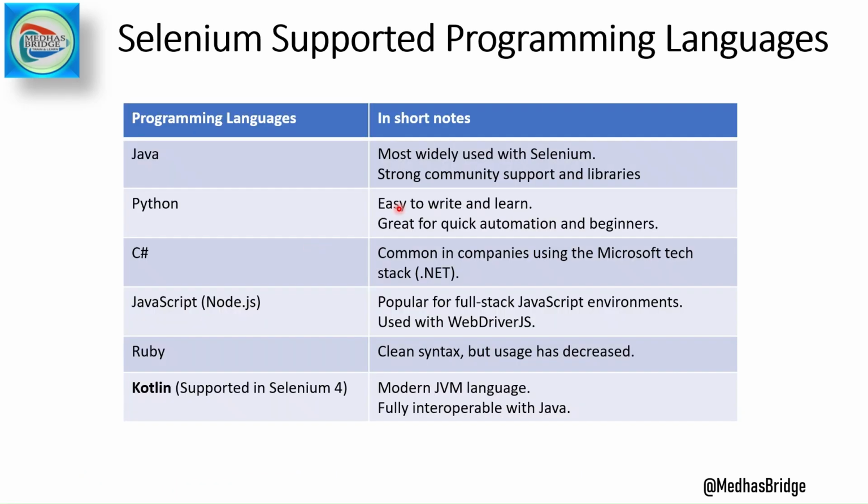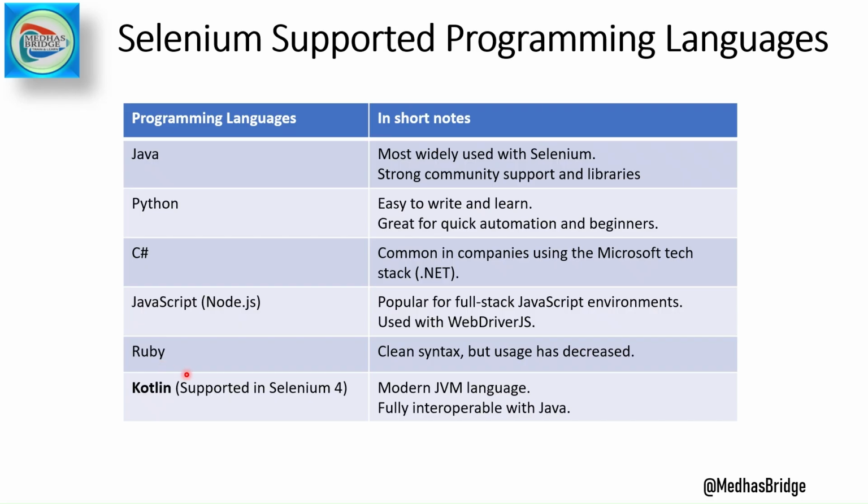Selenium supported programming languages. Java is the most widely used with Selenium, with strong community support and libraries. Python with Selenium is easy to write and learn, great for quick automation and beginners. C Sharp is common in companies using the Microsoft tech stack, .NET framework and all. JavaScript with Node.js is popular for full stack JavaScript environments, using WebDriverJS. Then we have Ruby, with clean syntax, but usage has decreased these days.